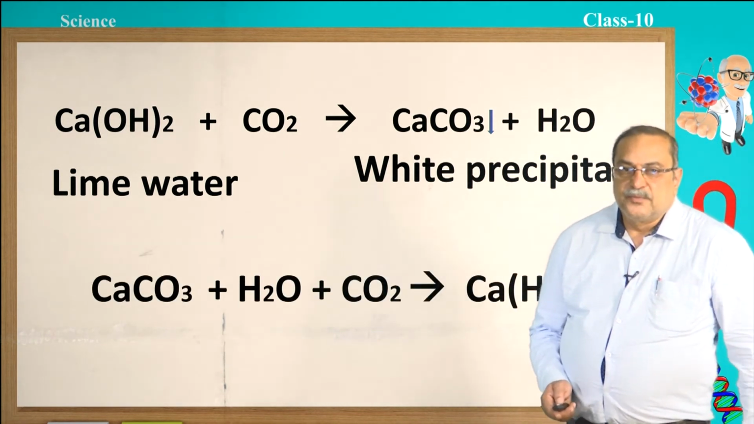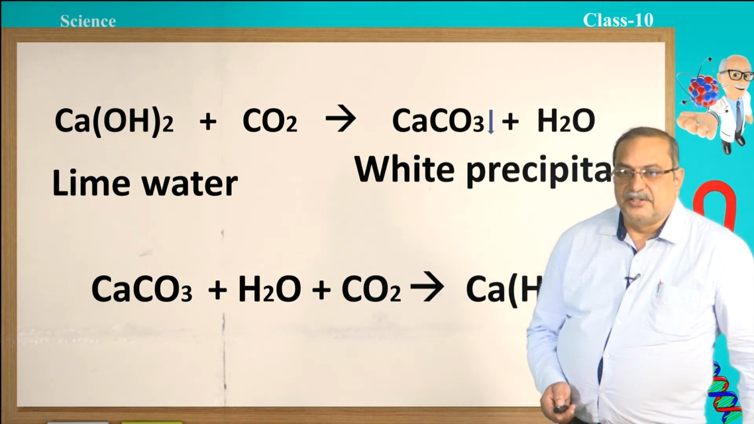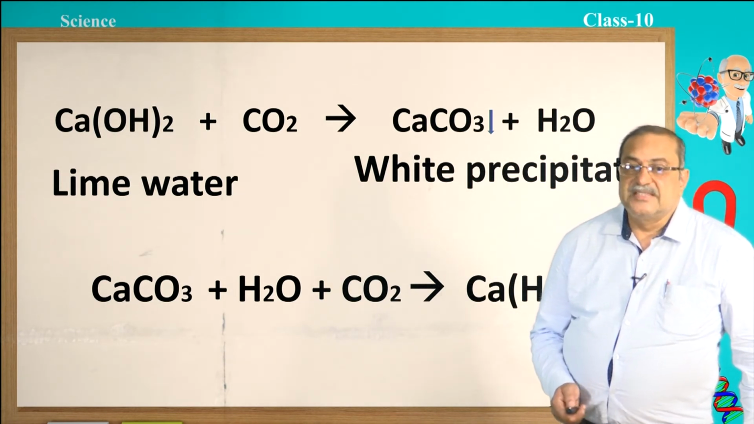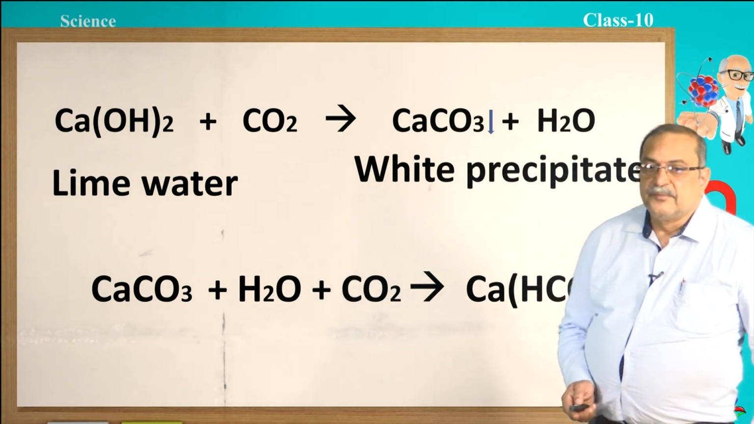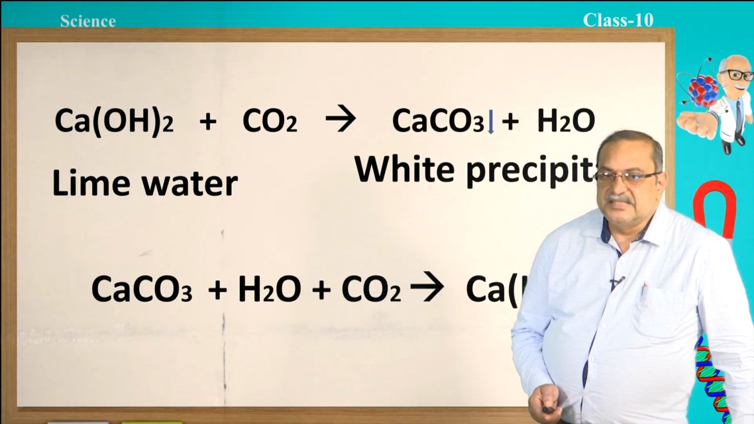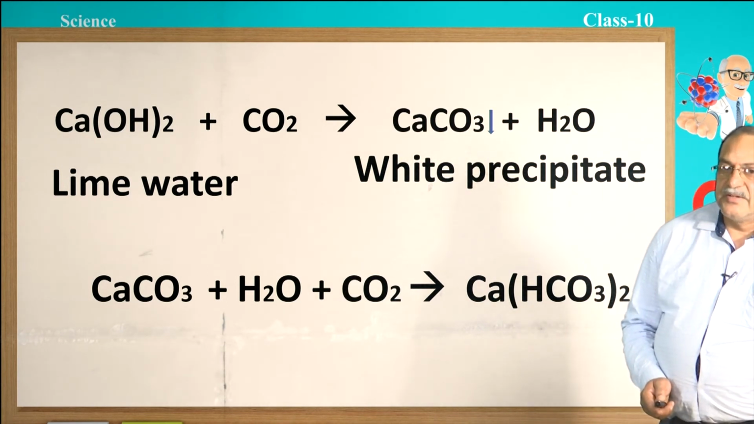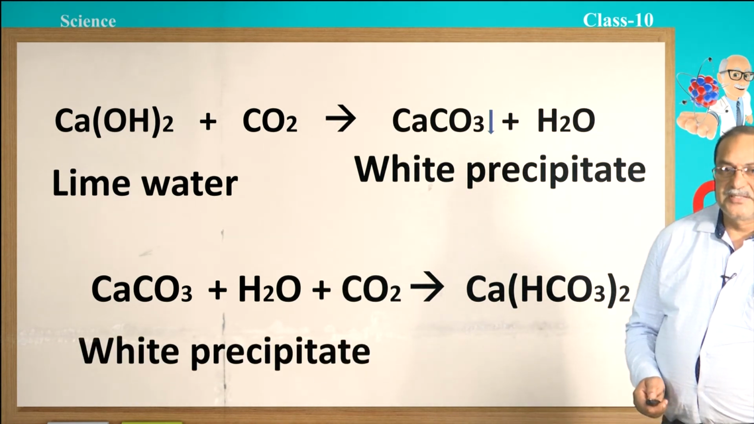Okay. So, further, if you go on passing carbon dioxide into this, what will happen? We will see. CaCO3, which is formed as a precipitate, plus water and excess carbon dioxide, gives calcium bicarbonate, Ca(HCO3)2 is the formula for this one. CaCO3 plus H2O plus CO2 gives Ca(HCO3)2. So, this is the reaction.